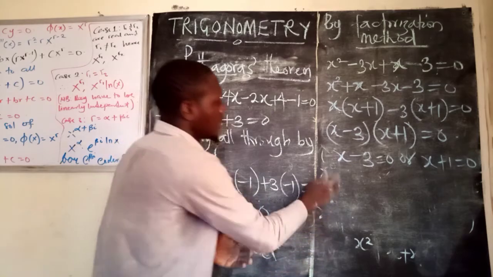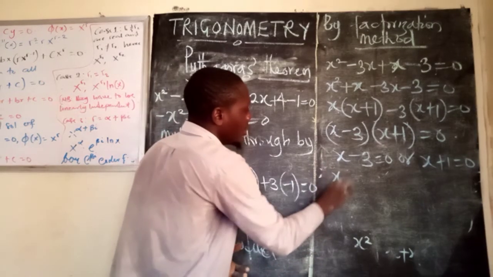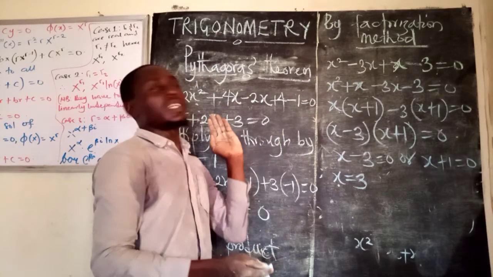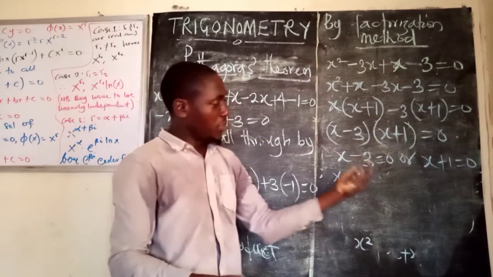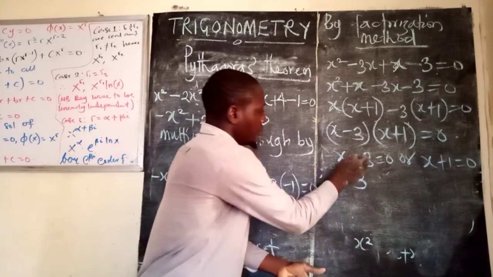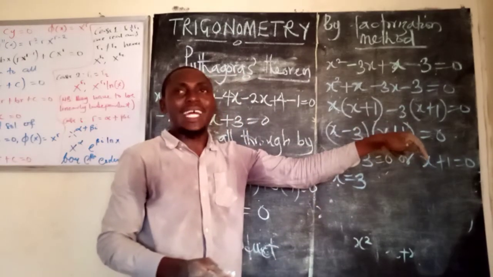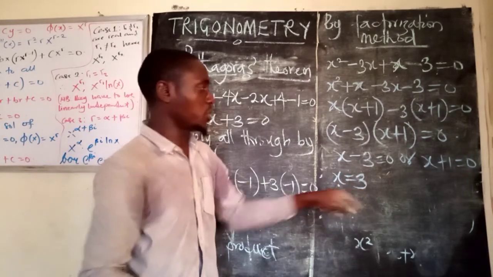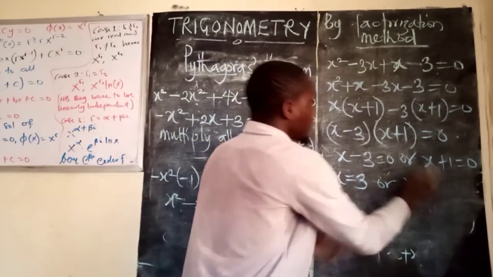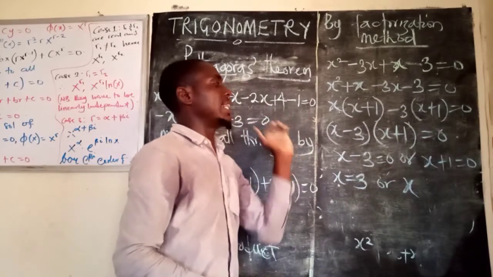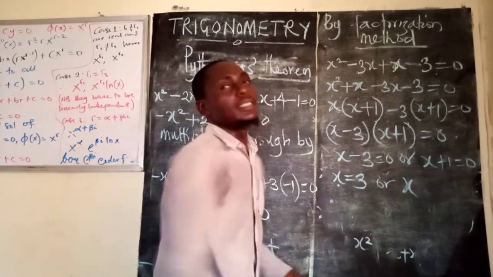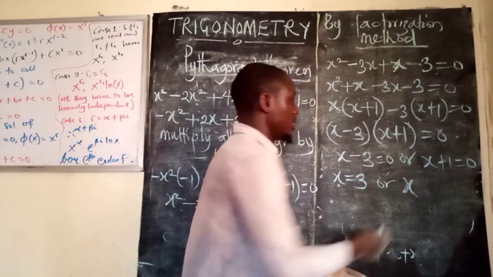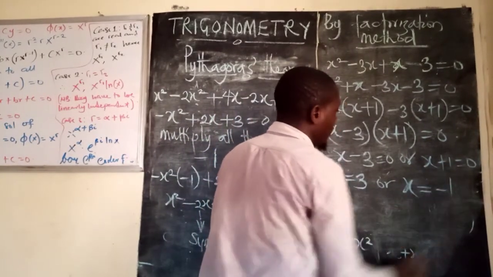Now, we write our individual result. x equals 3, because when 3, which is at the left hand side of the equation, goes, it is minus 3. When it goes to the right hand side of the equation, the sign changes to plus, and that is why we have x equals 3. Or x, this is plus 1 on the left hand side. When the plus 1 goes to the right hand side, the sign also changes to minus 1, and this is 0. It doesn't affect it. So we have x equals minus 1.